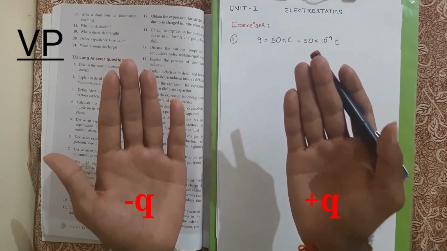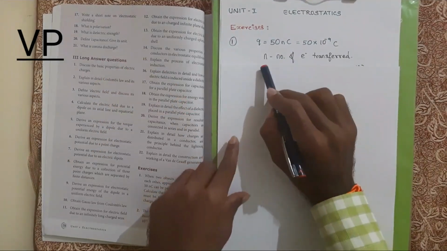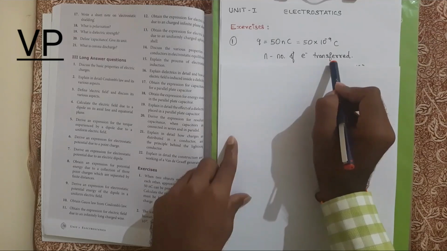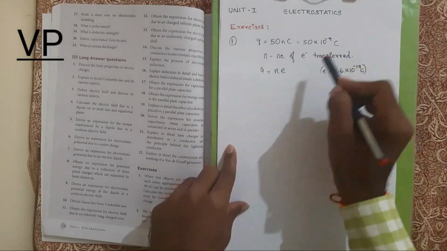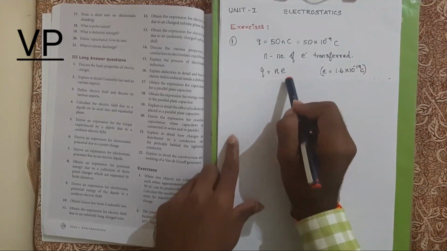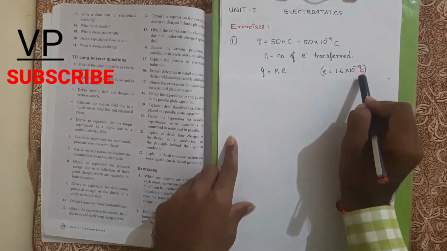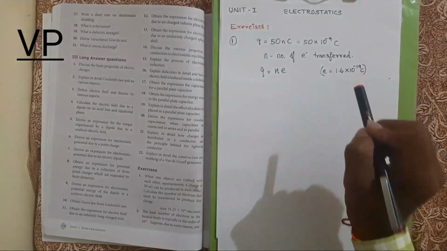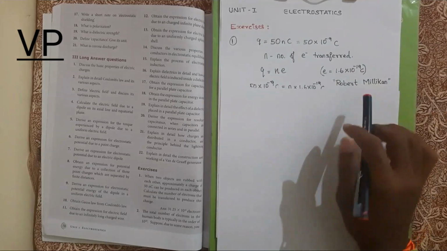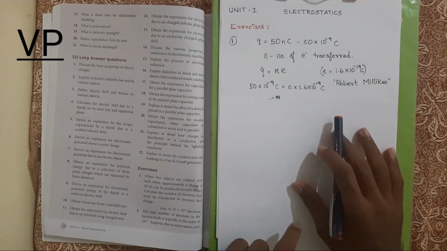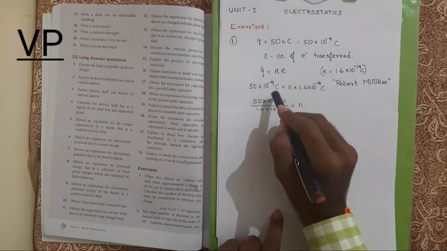So we can start solving the question now. We are asked to find N, that is the number of electrons transferred. The number of electrons transferred can be found using the formula Q is equal to Ne. Here e is equal to 1.6 into 10 to the power minus 19 coulomb, which is the magnitude of one electron charge. This value of e was found by Robert Millikan.